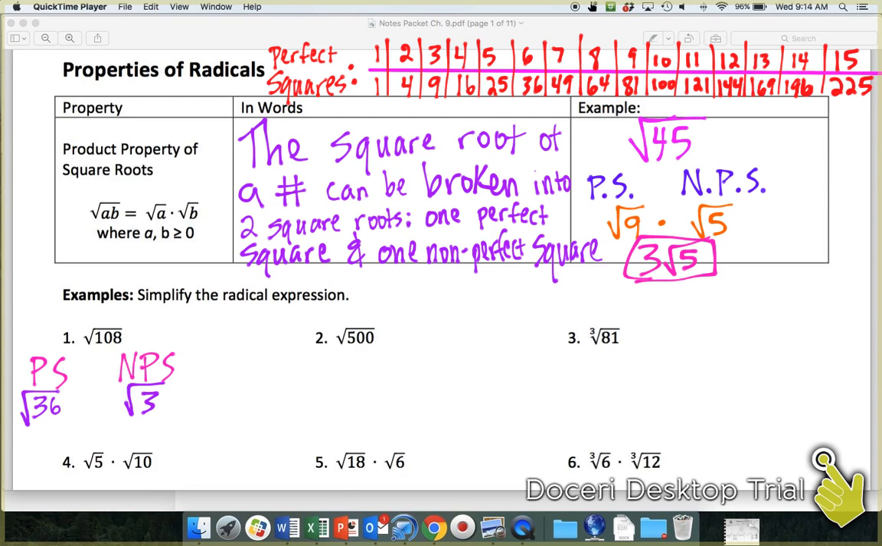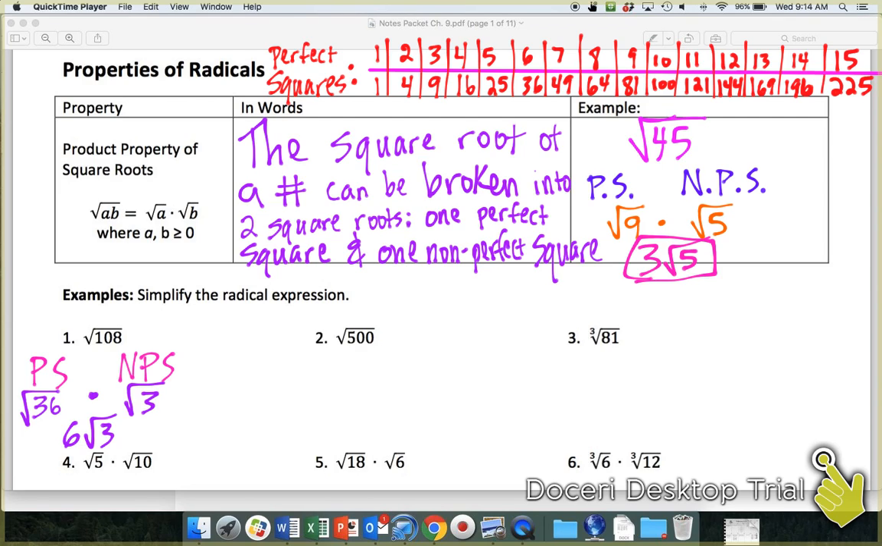All right. So we got to finish square root of 36 times square root of 3. What's the square root of 36? 6. Okay, so 6 and then square root 3. Not that hard. It's not too bad.